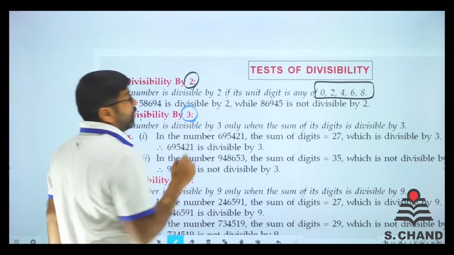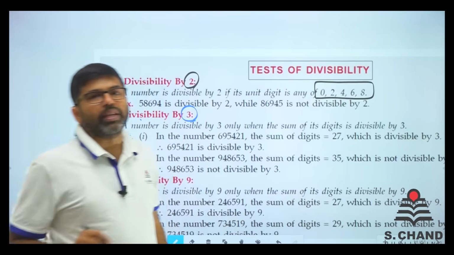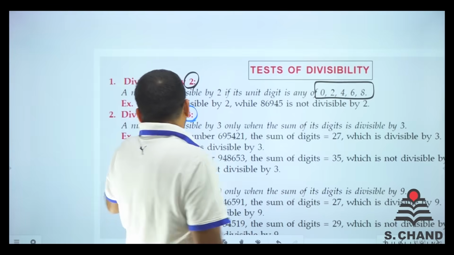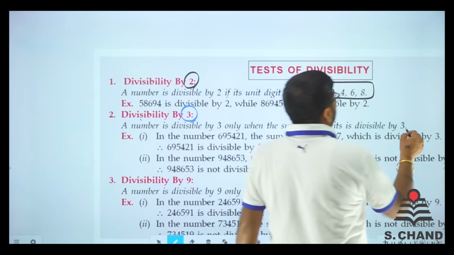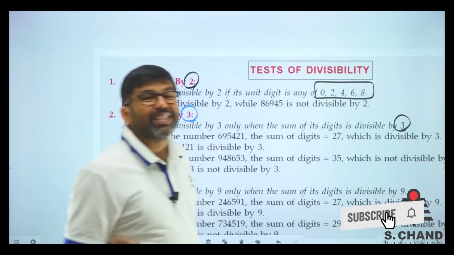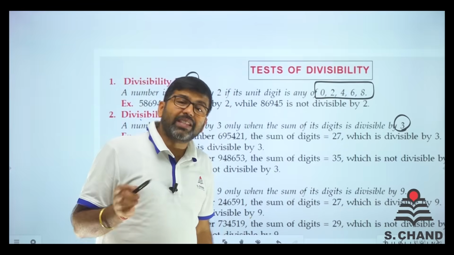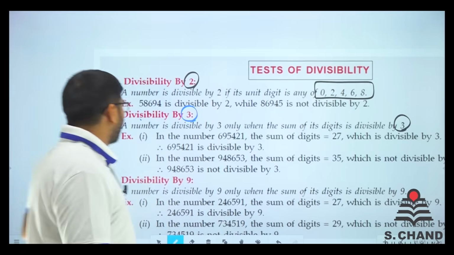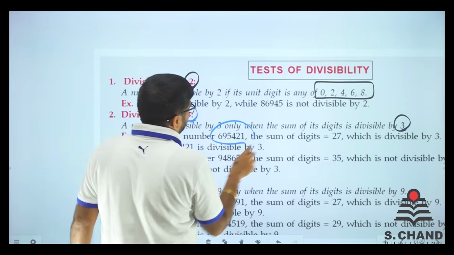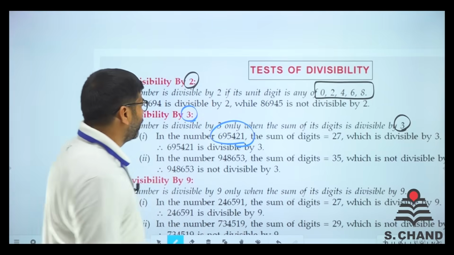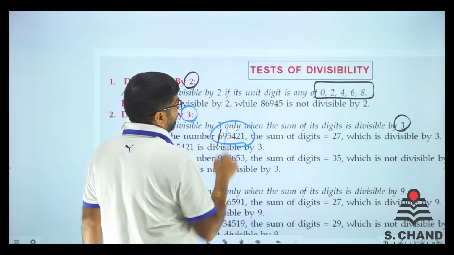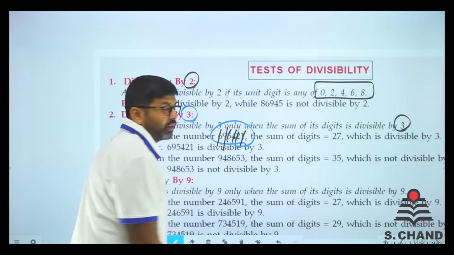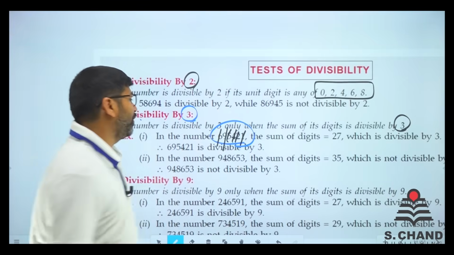Divisibility by 3. Now this is interesting concept, and I usually follow this concept in my mind. If the sum of digits is divisible by 3, that means this number is divisible by 3. For example, this big number 6954221. What I'll do is, see, I know 6 is divisible, 9 is divisible. I know that 5 and 1 is divisible, 4 and 2 including. How did I do it very fast?